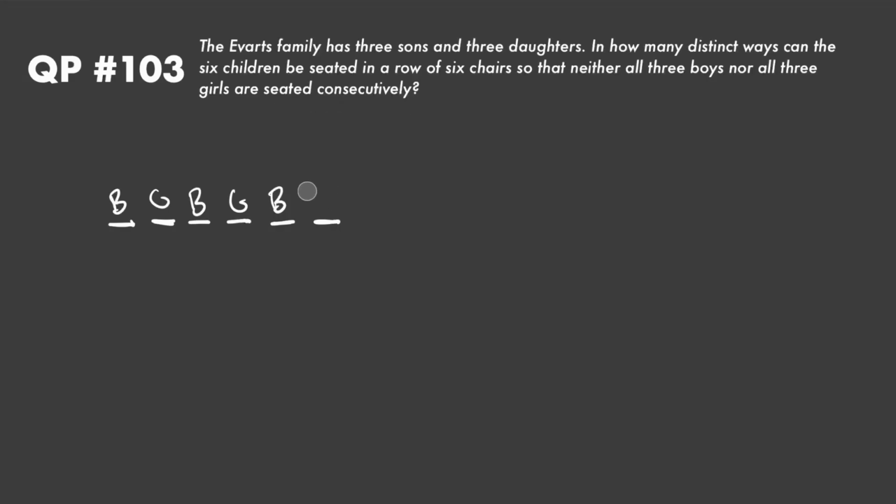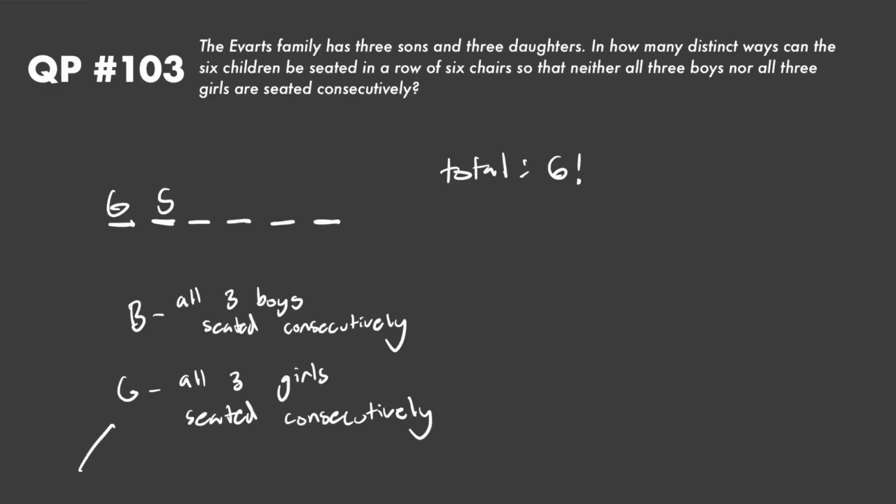So we have 6 distinct children here. There's going to be 6 choices for our first seat, 5 for our second, etc. You know the drill. The total number of ways to seat these children is going to be 6 factorial. Now we need to subtract off our invalid cases where all 3 girls or all 3 boys are seated consecutively, denoted by B and G. Those will be our set names.